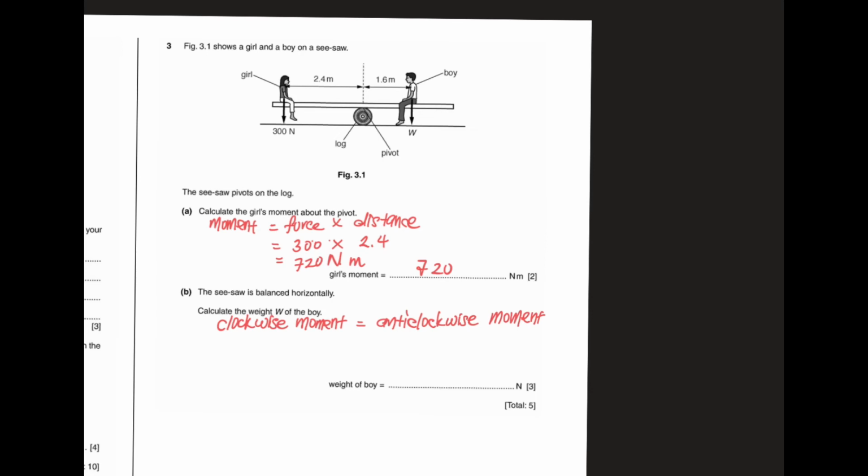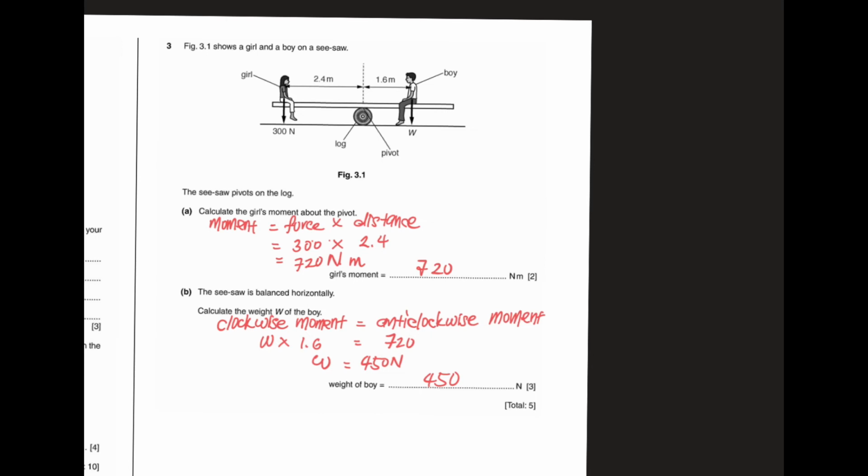Okay. Then the clockwise moment is for the boy. So the boy is W times 1.6. The anti-clockwise moment is for the girl. The girl we already counted as 720. So you can find W: 720 divided by 1.6. So we get 450 Newton. Okay, so that is how we handle it.